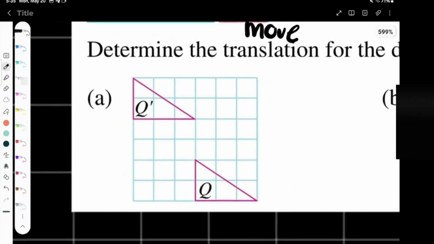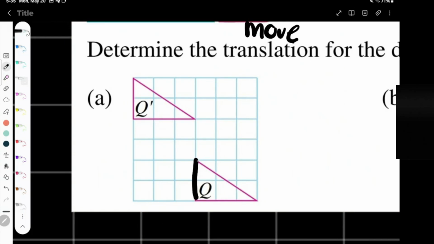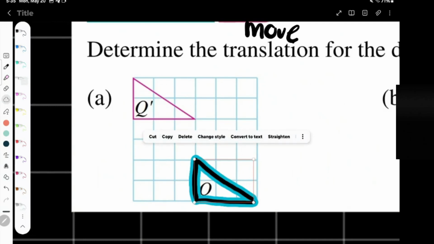So look here, right? There's Q prime and there's Q. What does Q prime mean? Q prime means the image. Basically, it is the image after you move it. So you look at the original object lah, right? Which is Q, normal Q. Okay, Q prime basically is the not normal one lah. So this is about moving, right? You have to use your imagination.